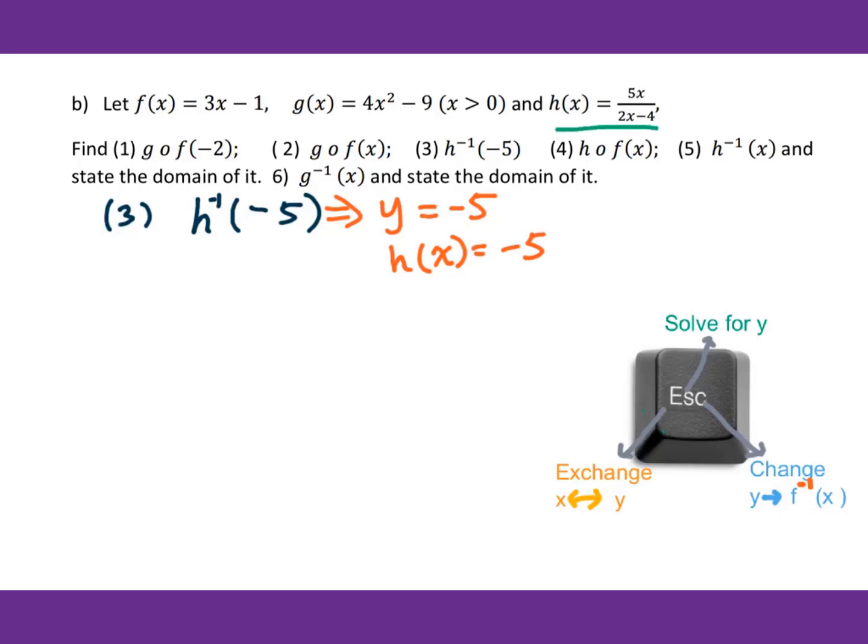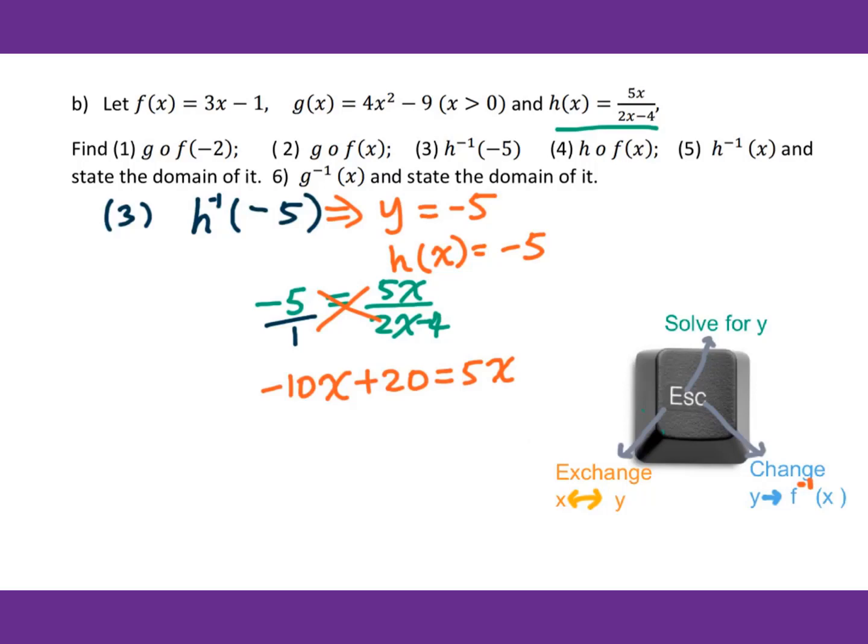So go to this h function. We plug in. You get -5 equals 5x over 2x minus 4. So we put -5 over 1. Then do cross multiply. You will get -10x plus 20 equals 5x.